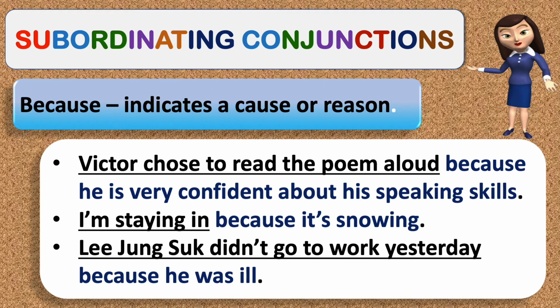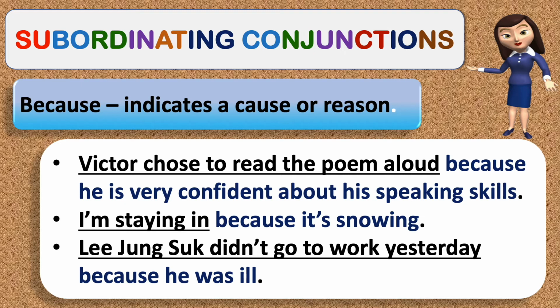So the first one is because, it indicates a cause or reason. Example, Victor chose to read the poem aloud because he is very confident about his speaking skills. So as you can see here, the subordinating conjunction because was used to connect the independent clause, which is Victor chose to read the poem aloud, and the dependent clause, which is he is very confident about his speaking skills.